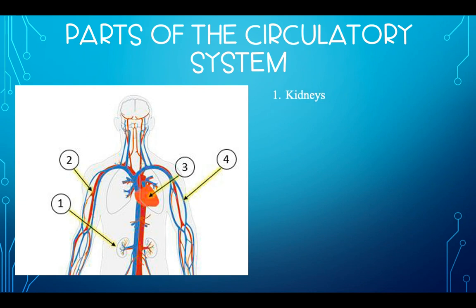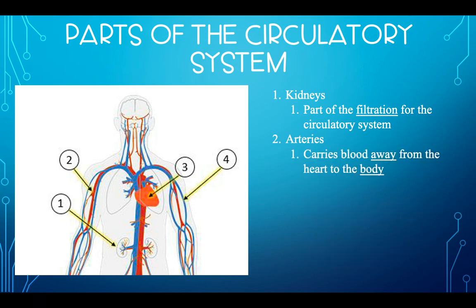So first things first, part of the circulatory system is also your kidneys because your veins and arteries are involved in them. They help with the filtration of the circulatory system. Number two is your arteries. The arteries are colored red because that means that they're full of oxygen-rich blood. They carry blood away from the heart to the body. So they carry things away from the heart and to the body.